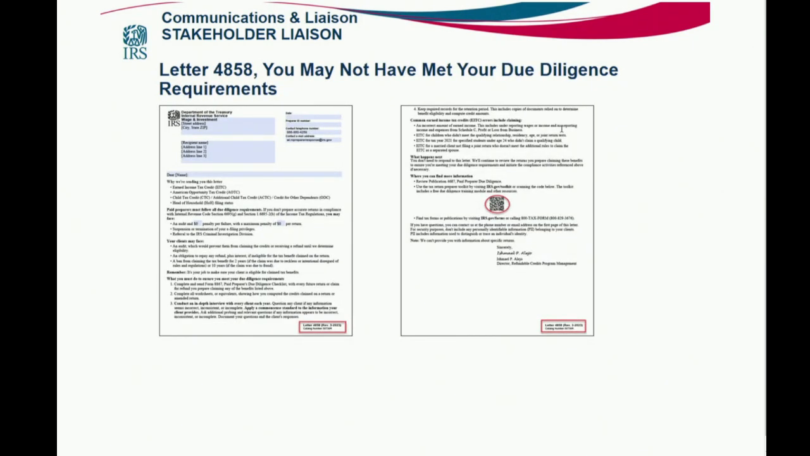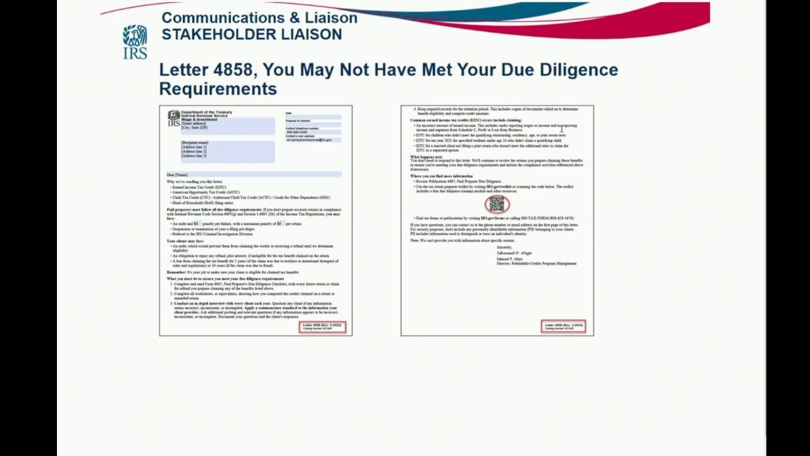Next, let's talk about the 4858. This one is titled, You May Not Have Met Your Due Diligence Requirements. This is an educational letter sent during the filing season when it appears that paid tax return preparers may not be meeting their due diligence requirements when filing their clients' current tax year returns. This letter reminds paid preparers of their due diligence requirements and that they may not have met those requirements for the returns they have filed.